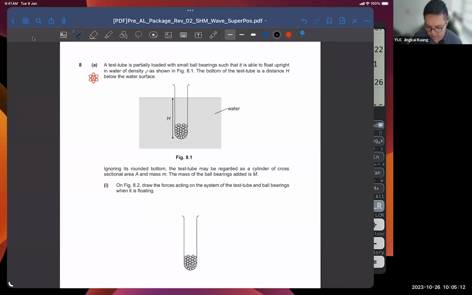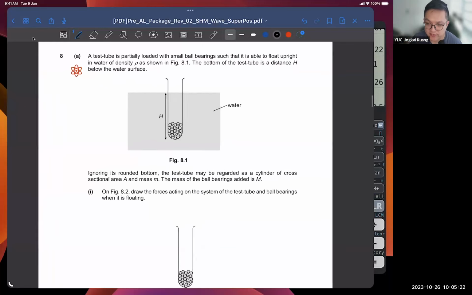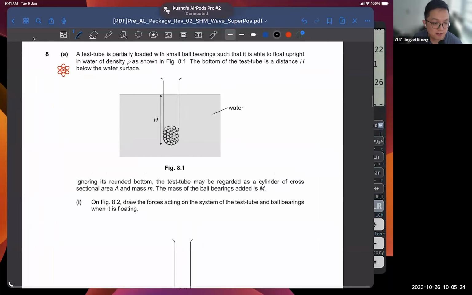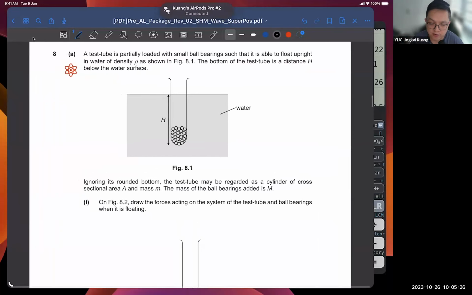Okay. And SHM, I actually like this kind of question. This kind of question is quite interesting, as in a lot of your mechanics is involved.